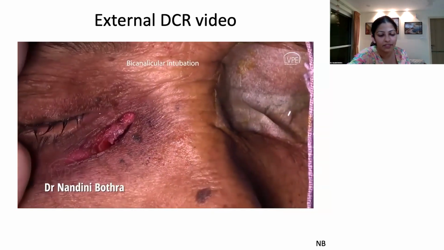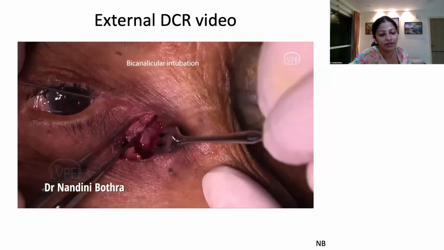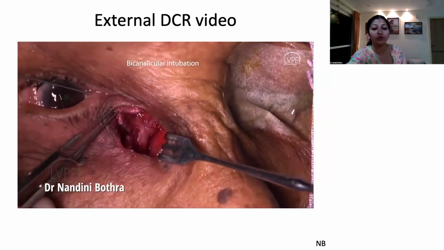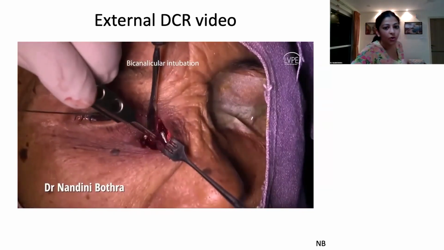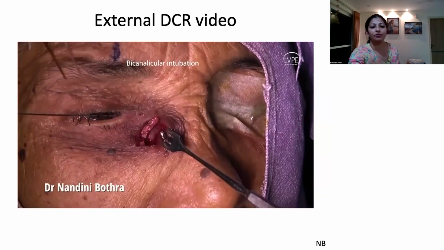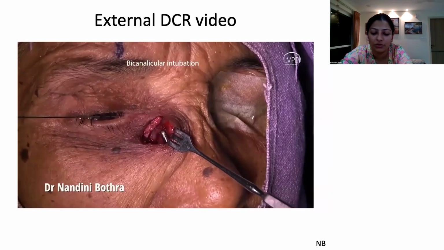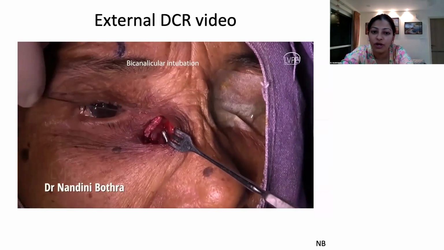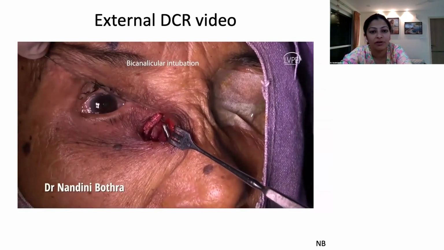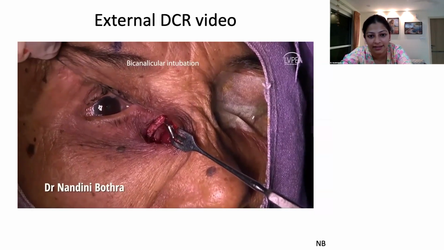Once the posterior flap is in place, we do a bicanalicular intubation. Now, whether you should do an intubation in all cases, well, in a case like this, where you see flaps are nicely made with no injury to the common canaliculus, if you do not have access to intubation, it is perfectly okay to just leave it like that.